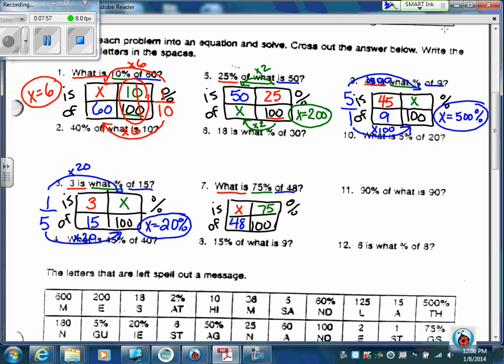Again, scale factor is an issue because I can't jump from 48 to 100 with a nice scale. So I'm going to reduce 75 over 100. I can see that those are like quarters, so I know that I can reduce that to 3 over 4. And I know 4 times 12 is 48, and my scale on the top has to be the same, times 12. Well, 3 times 12 is 36, so x would equal 36. So 75% of 48 is 36.